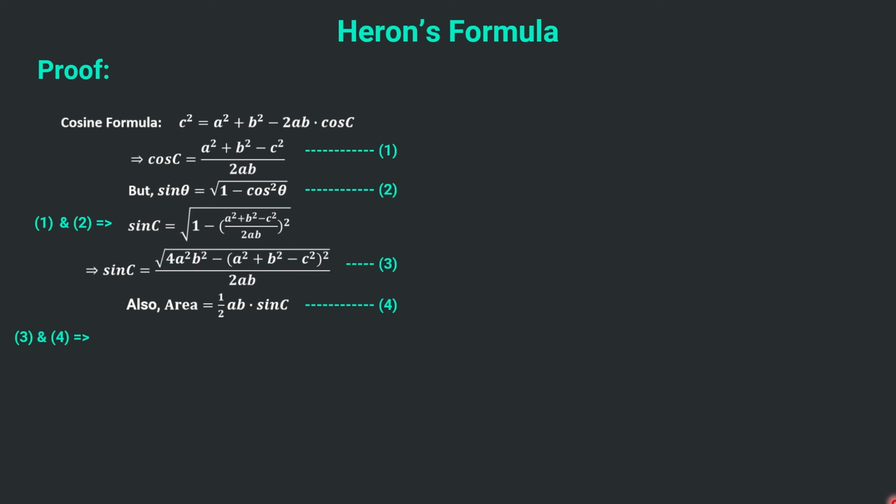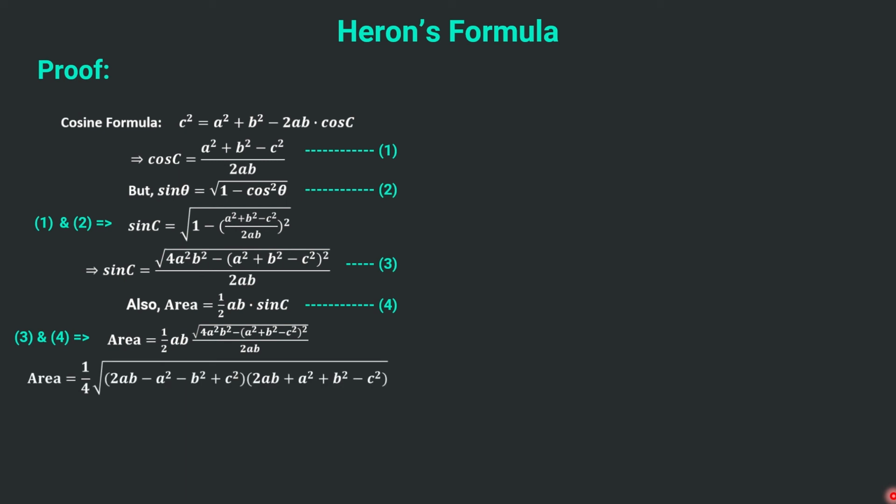Putting the value of sine from equation 3 into equation 4, we get area is equal to half ab into the square root of (4a squared b squared minus (a squared plus b squared minus c squared) whole squared) upon 2ab. Now this ab and this ab will be cancelled and 2 will be multiplied by 2. So we get area is equal to 1 upon 4 under root.